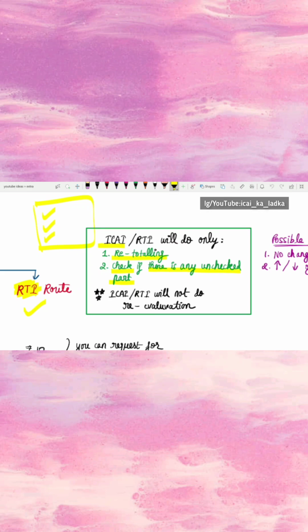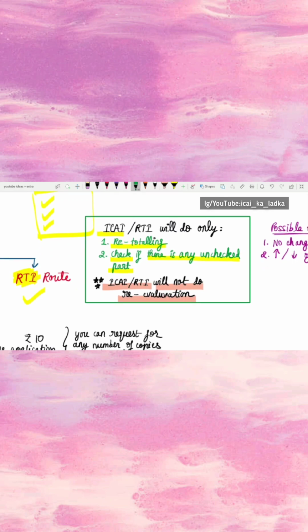One important thing you have to remember is that ICAI or RTI will not do re-evaluation. They both will not do re-evaluation. Re-evaluation means, suppose there was an answer for which they have already given you 5 marks out of 10. They will not check whether 5 marks should have been given, or higher or lower marks. That evaluation they will not do. They will only check whether marks are given and whether the total is correct, that's it. So re-evaluation of answers they will not do.